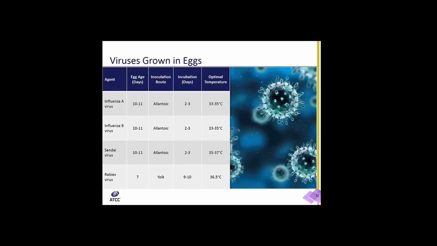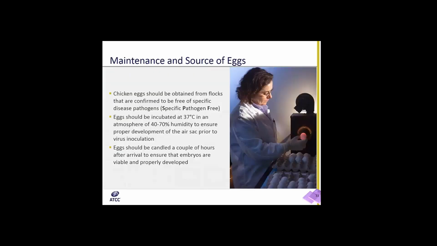Here are some examples of other viruses that can be grown in chicken eggs. Herpes simplex virus and vaccinia virus can also be grown in eggs, and different parts of the egg can be used for propagating virus. Influenza A's and B's are most commonly grown in allantoic fluid. Some important things to consider when using eggs are chicken eggs should be obtained from flocks that are confirmed to be free of specific disease pathogens.